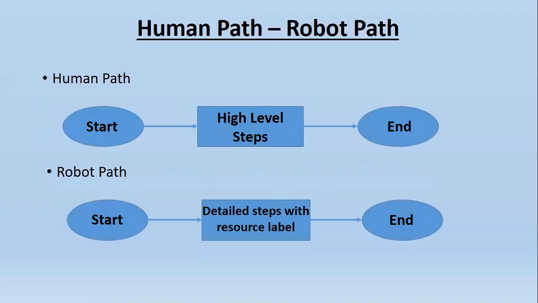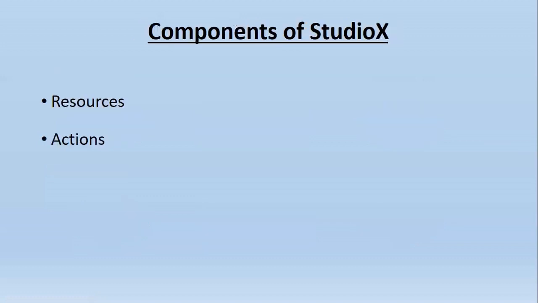So when we say that the robot path contains detailed steps with resource labels, it means that we are now indicating what particular application we are going to use, whether it would be a web application, a Word file or an Excel file. All those are resources, which is the application that we are communicating with, and all the activities that we perform on that application become our actions.